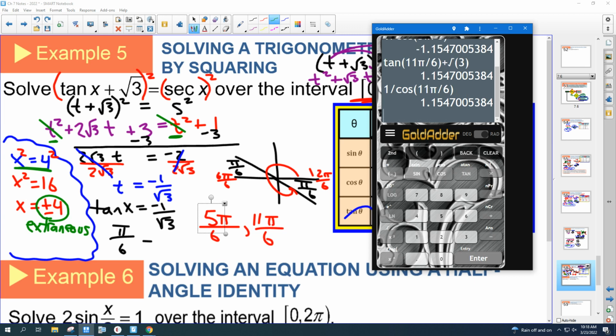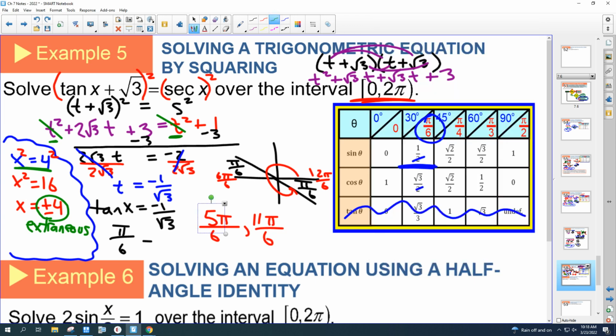Okay? One of them works and results in a true statement. One of them does not. This one is not an actual solution, just like negative 4 was not an actual solution. It's extraneous. It looks good. It worked for my new equation that I created, that I manufactured, but it doesn't actually work in the real equation that we started with. This is the one and only solution there.